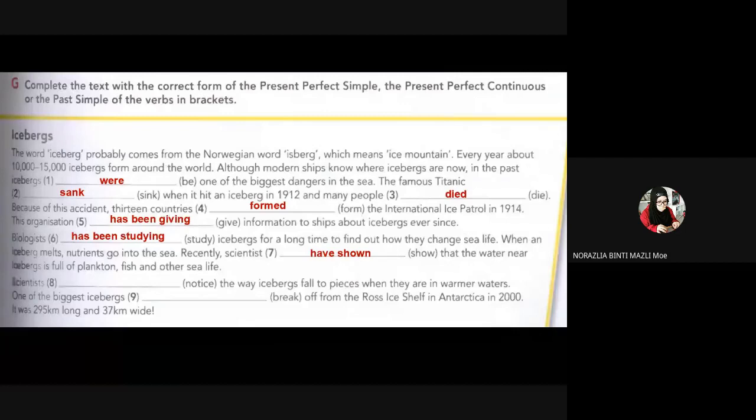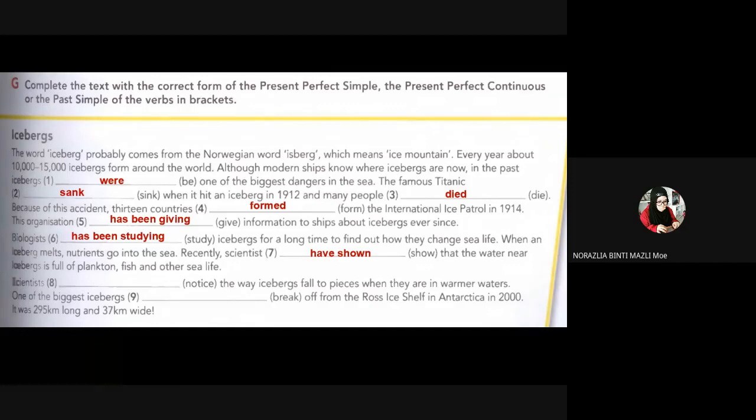Dia ada keyword dia. Sejak itu telah lama for a long time. Dalam masa yang lama macam lah. Okay. So yang tu adalah keyword dia. Okay, yang ni dia punya keyword adalah recently scientists have shown that the water near iceberg is full of plankton. Okay, macam tu. Okay, so number 8.